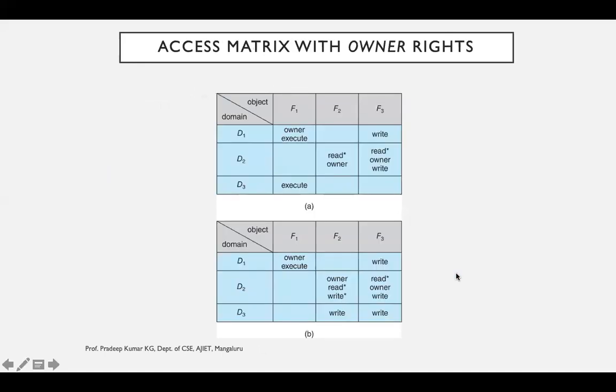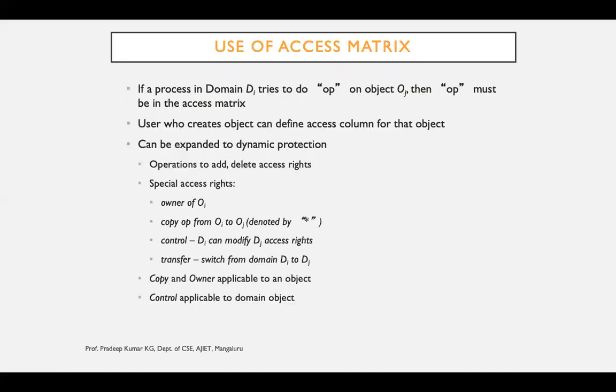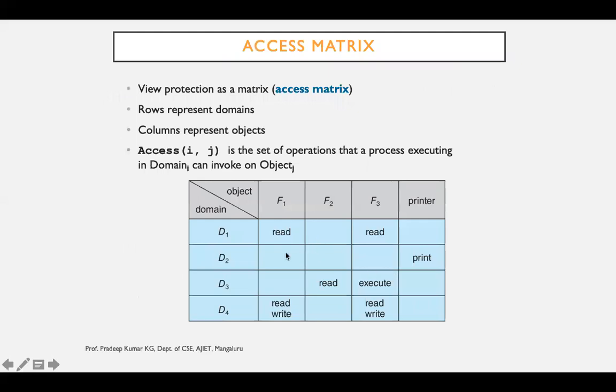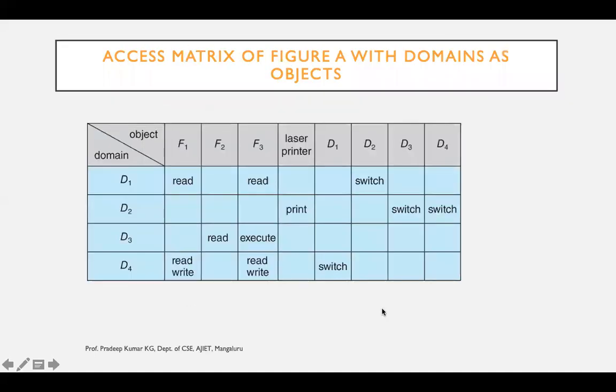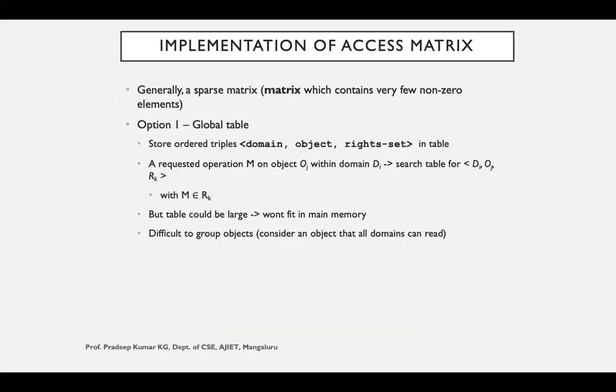If you consider the previous setup, we'll go back to the first one over here. Only a few cells will have the set of permissions or rights. So that is what it means. So that is a sparse matrix.